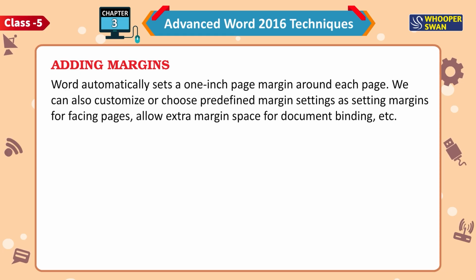Adding margins. Word automatically sets a 1-inch page margin around each page. We can also customize or choose predefined margin settings, such as setting margins for facing pages, allowing extra margin space for document binding, etc. Follow the steps to set margins.